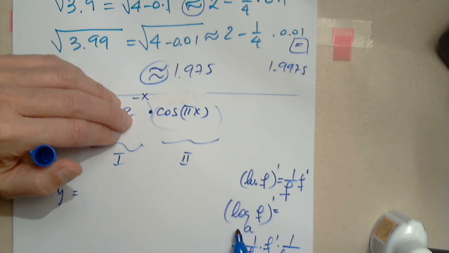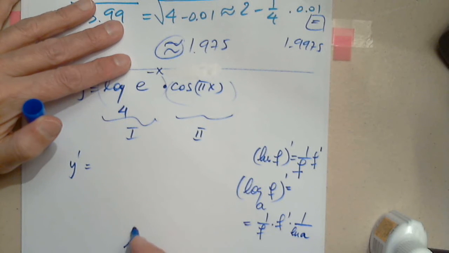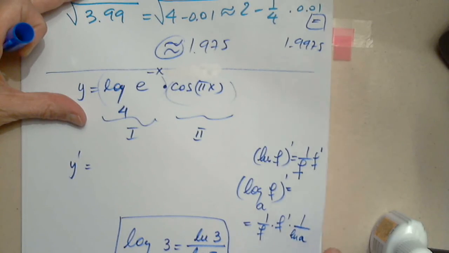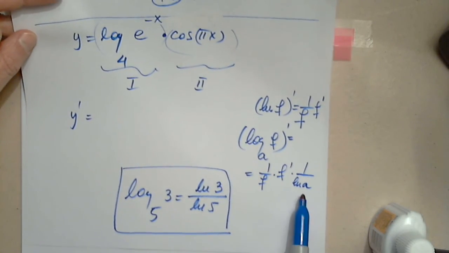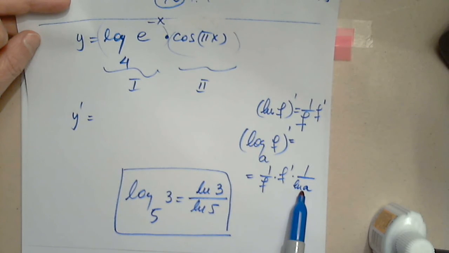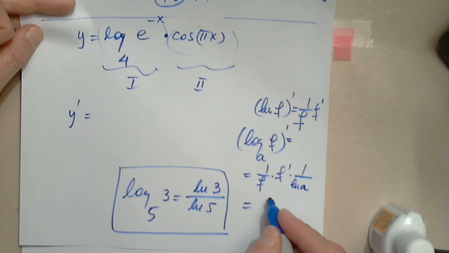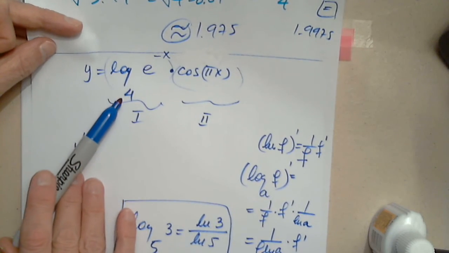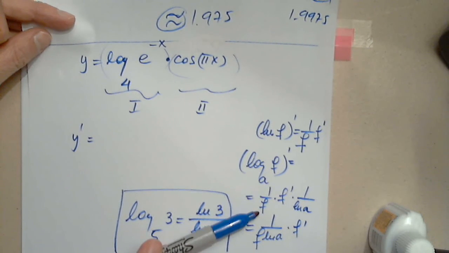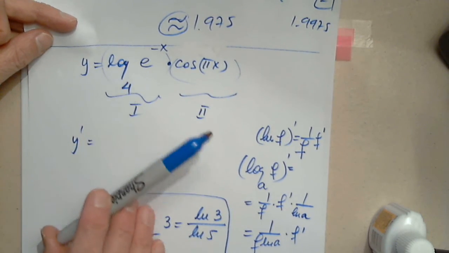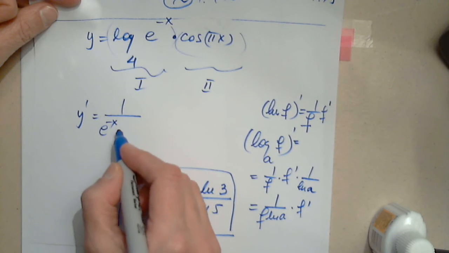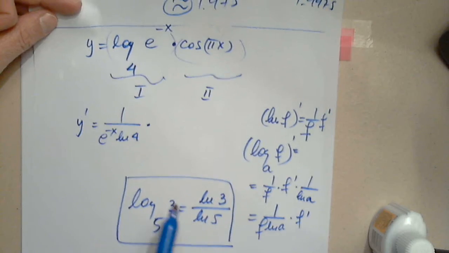It's only because we changed the base, right? Remember the rule for changing the base. Log base 5 of 3 equals natural log 3 over natural log 5. That's the change of base formula. So that's why we have this natural log a in the denominator. Writing it nicer, it's 1 over f natural log a times f prime. So then when I differentiate log base 4 of e to the negative x, I have to write 1 over the function times the function prime times 1 over natural log 4. So 1 over e to negative x natural log 4 multiplied by the inner function prime.